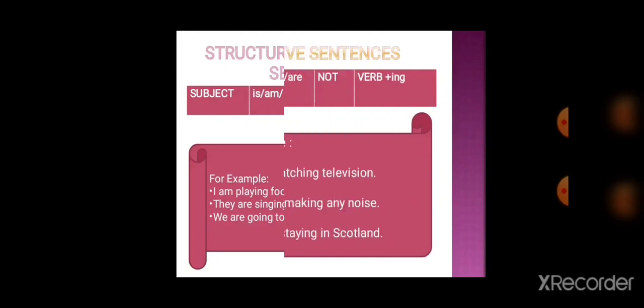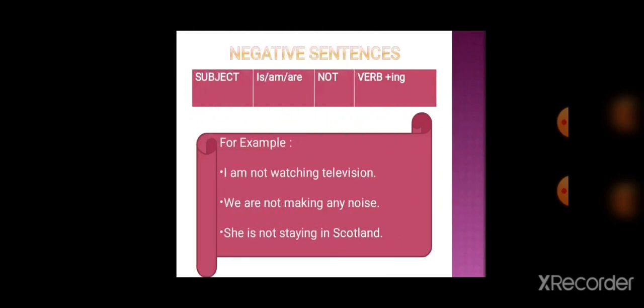Now let's see the structure. First we will see the structure of affirmative sentences in present continuous tense. Here first we use the subject, then is, am or are as the auxiliary verb, then verb plus ing, which is also called the present participle, and then the rest of the sentence. For example, I am playing football. They are singing loudly. We are going to Shimla. With singular subjects we use is, and with plural, are.